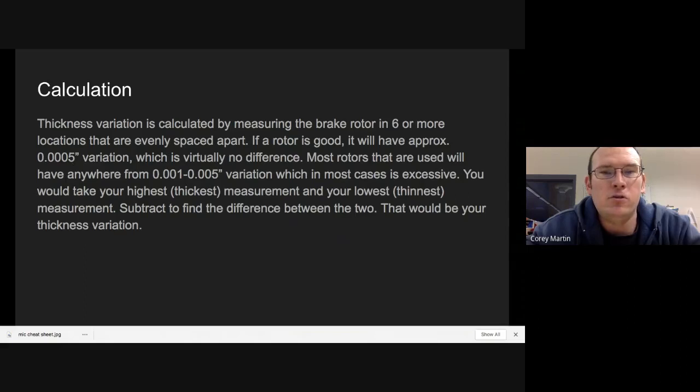Most rotors that are used will have anywhere from 1 to 5,000ths of an inch variation, which is extremely excessive in most cases. You would take your highest measurement, which would be your thickest measurement, and your lowest or thinnest measurement. You're going to take those 2 numbers and you're going to use subtraction to find the difference between the 2. The difference between the highest and lowest number is going to be what your thickness variation is. And if it's anything in excess of 1,000th of an inch, for the most part, it's going to be too much. It's going to lead to that pulsation problem.